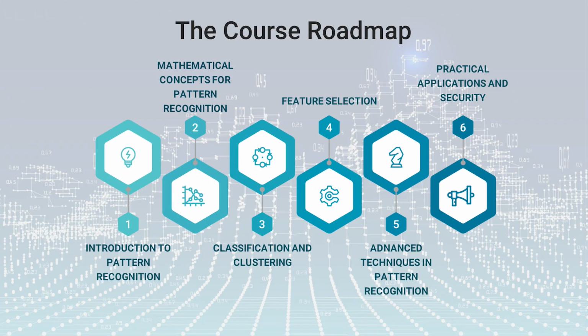The course consists of 6 sections. The first section is Introduction to Pattern Recognition. In here, we will start with the basics. You'll learn what pattern recognition is, the different types of patterns, and why they are crucial in data science. This section lays the foundation for the more advanced topics we'll cover later.